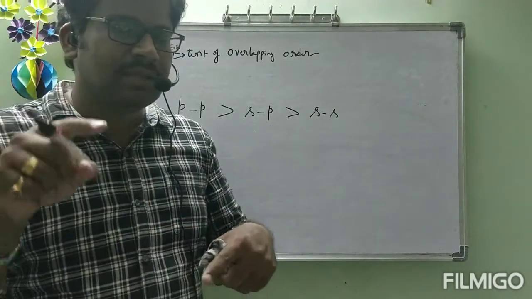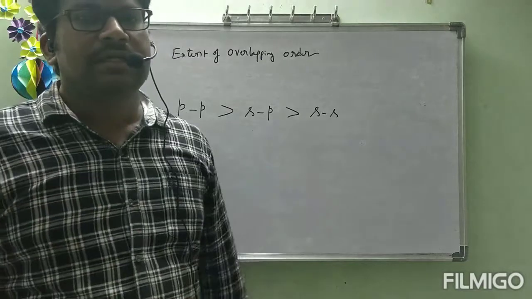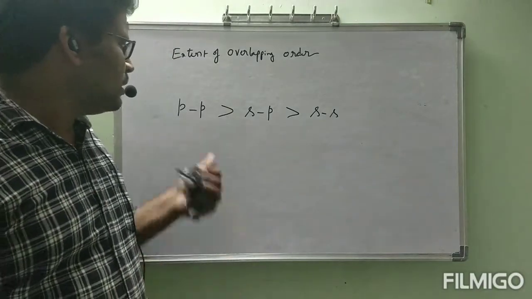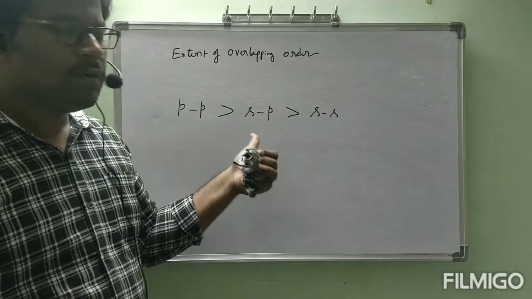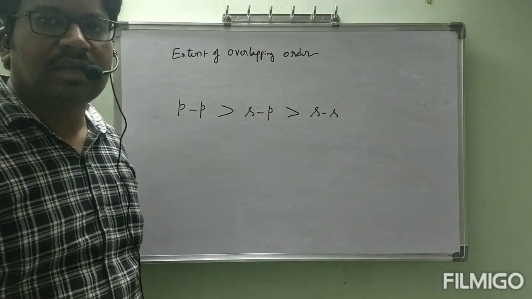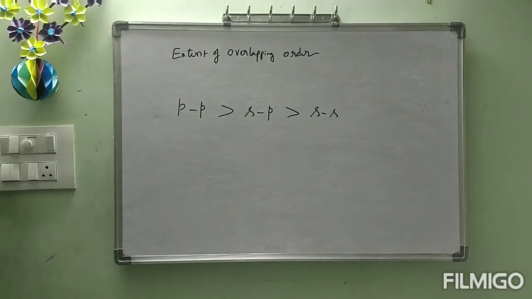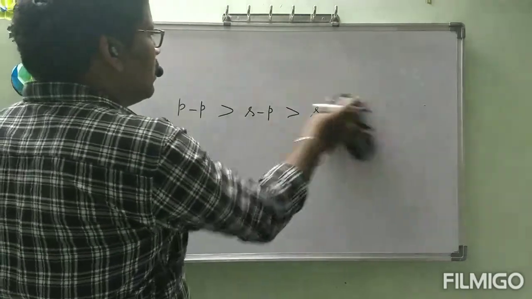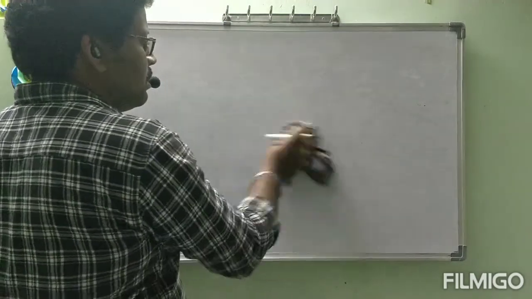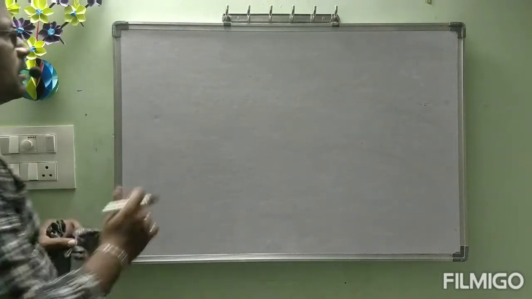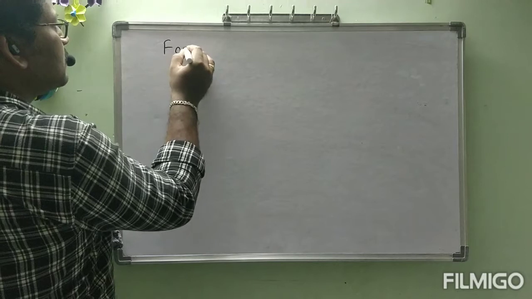Instead of spherical shapes, these dumbbell shapes can be overlapped easily and effectively. That's why pp overlapping is stronger than sp overlapping, and sp overlapping is stronger than ss overlapping. What is the heading? Extent of overlapping order. Note down this order also. Next. I hope you are clear about this concept now. Our next side heading is formation of multiple bonds.